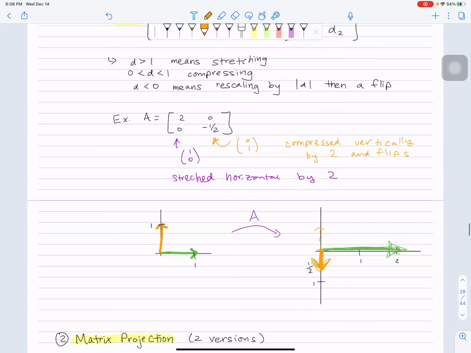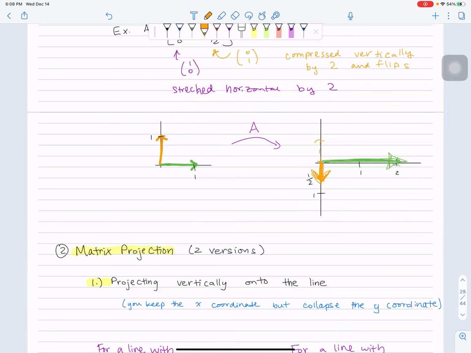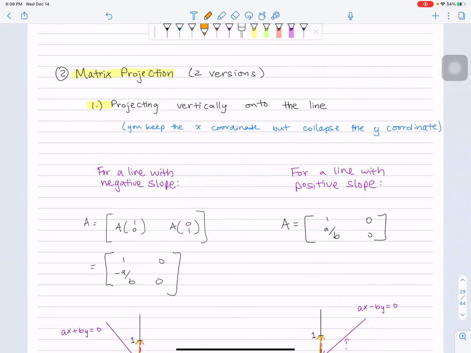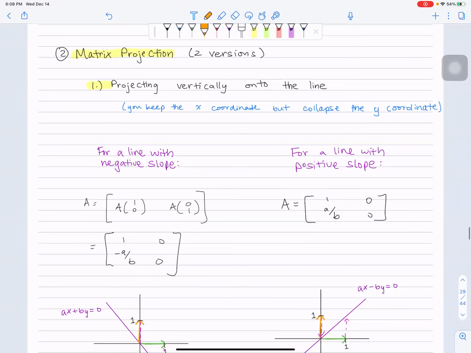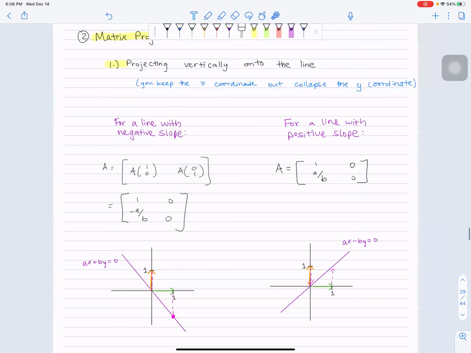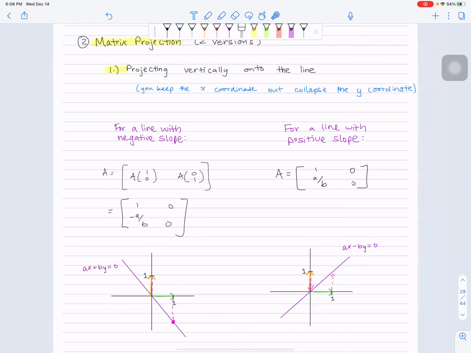Okay, then I have projection. So you can project vertically onto a line or project horizontally onto a line. So, okay, here I've written kind of formulas. I wouldn't recommend memorizing them. I just put them there so you can see it. Generally, what you should do for projections is see what happens to the i vector, and you write that as your first column. What happens to the j vector, and write that as your second column.